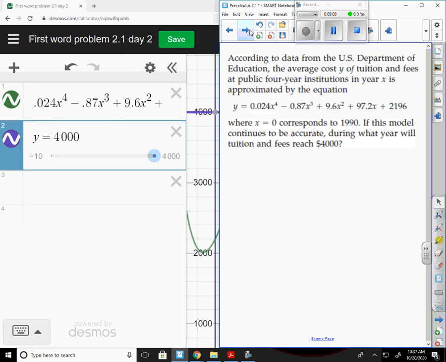Gives you an idea of how old our book is. If it's talking about during what year will it reach 4,000, well, 2004 was our answer, so working with some old stuff here. All right, pretty simple with word problems and with our regular problems. That's really all I have for this section.